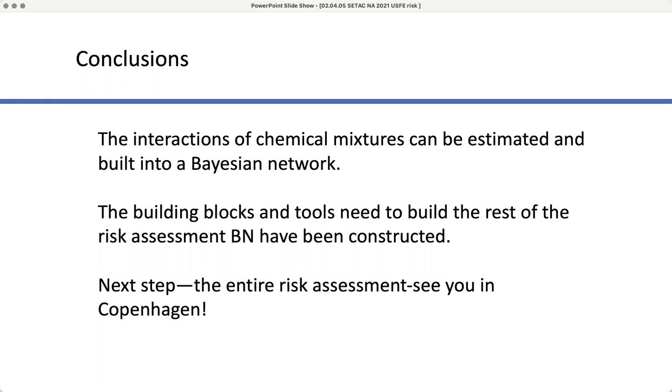So the interaction of the chemical mixtures can be estimated and built into the Bayesian network. The building blocks and tools needed to build the rest of the risk assessment, the other chemicals and so forth, have been constructed. And next step, I'll see you in Copenhagen, and we'll show you the result.